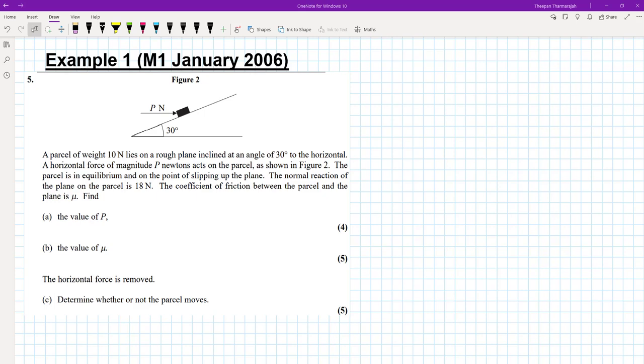In this video, we're going to look at application of forces. So in this particular problem, a horizontal force is being applied to a particle. So let's take a past exam question. A parcel of weight 10 newtons.